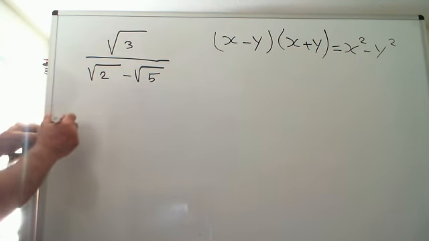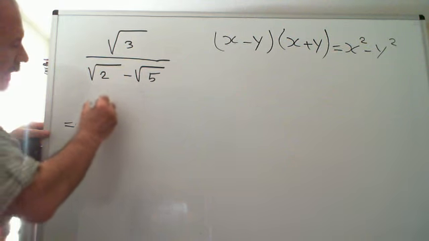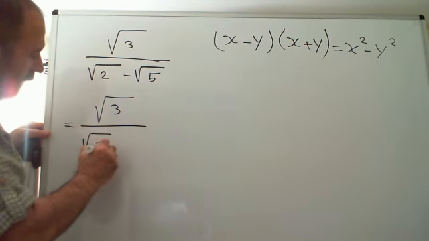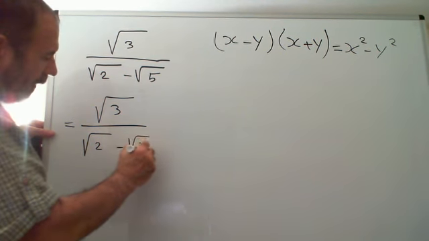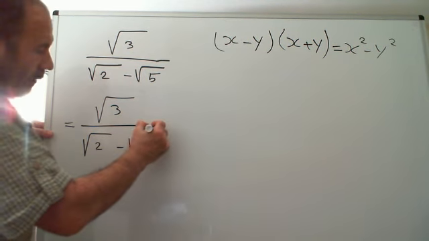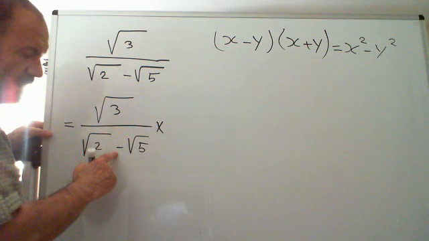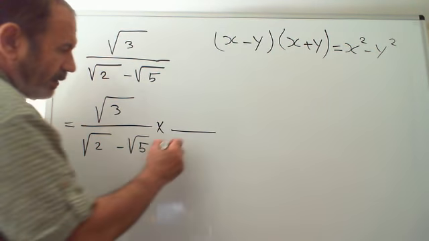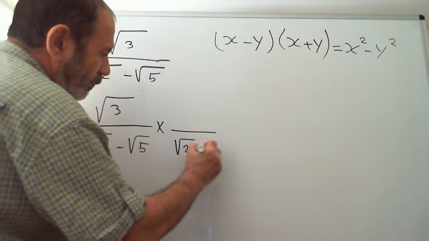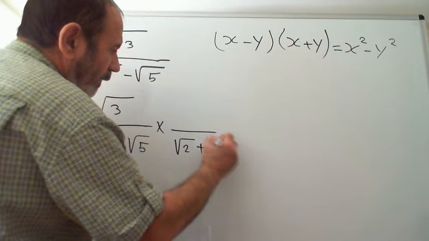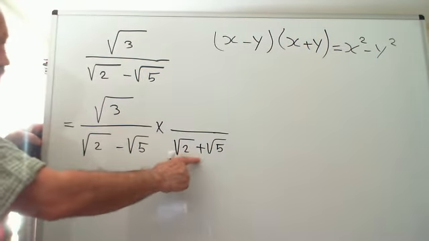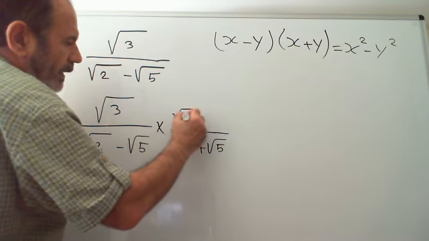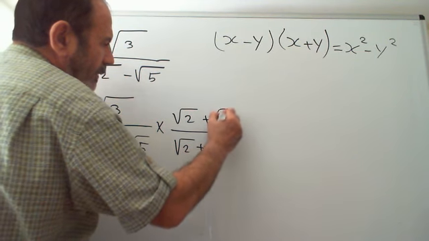How? Multiply both numerator and denominator of this fraction, radical 3 over radical 2 minus radical 5, by the opposite sign of the middle term. This one is radical 2 minus radical 5, so we make it radical 2 plus radical 5. Whatever the sign is, we use the opposite sign because of this rule. So the numerator should get the same thing.